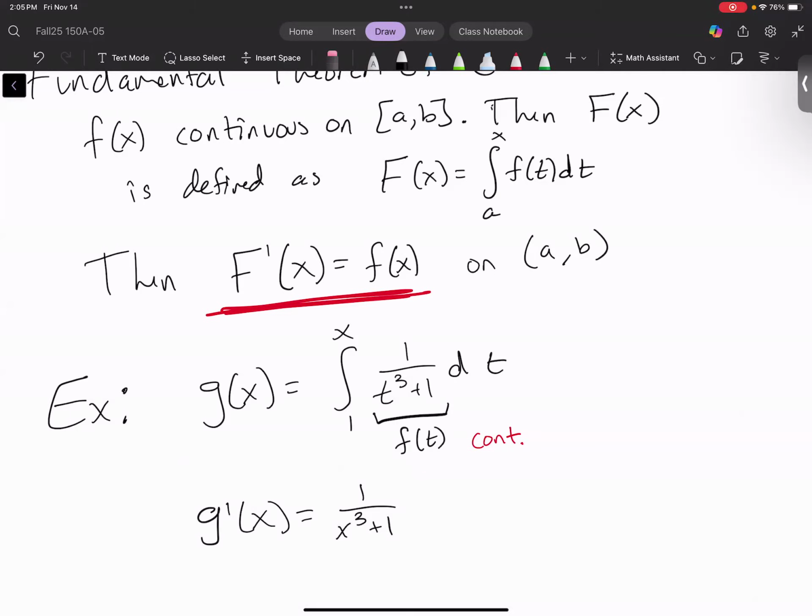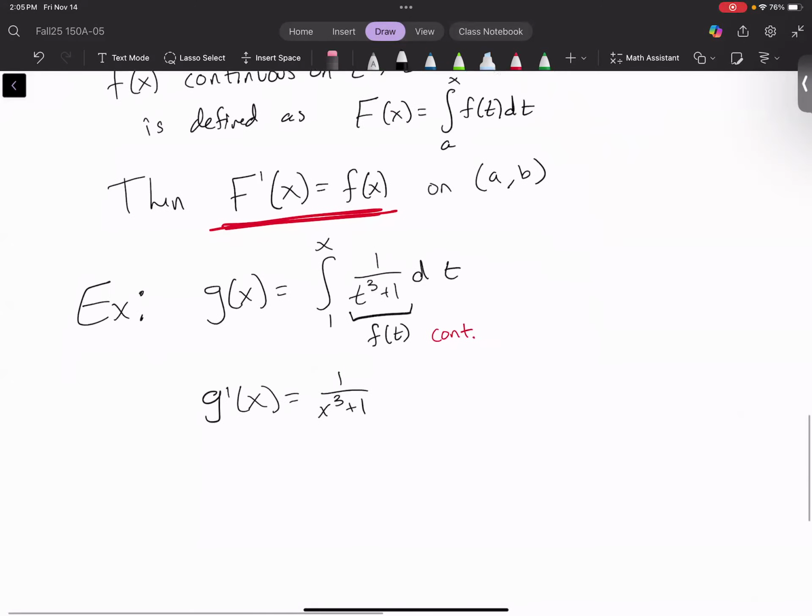So in some sense, the integral and the derivative just cancel. I have an integral here, and when I do the derivative, they just kind of disappear, and I have that inner function left over, 1 over x cubed plus 1.